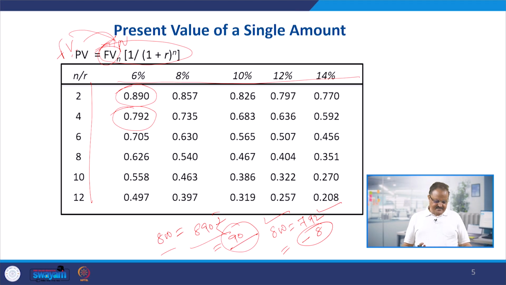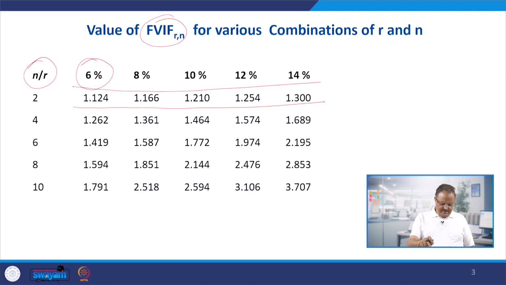One important difference here is that when you see the present value table of a single amount, you will find all these values are less than 1, right? The first value is 0.890, then 0.792, 0.705, 0.626, 0.558, 0.497, and so on. They are less than 1. And if you compare this with the future value table, all these values are more than 1, right?